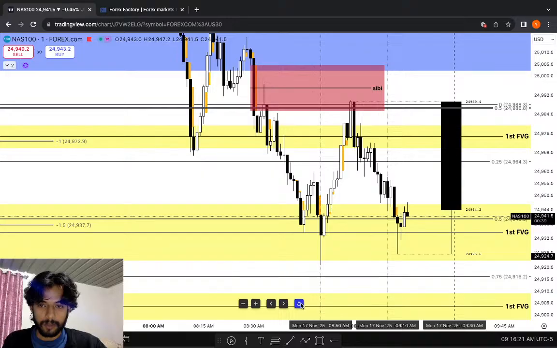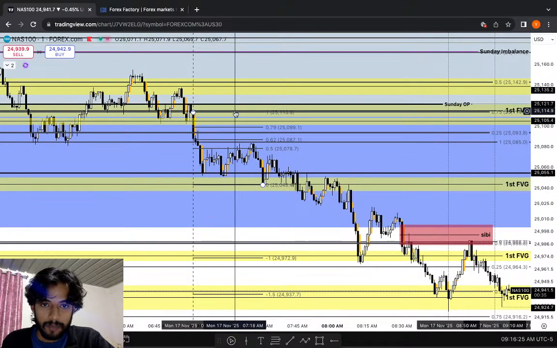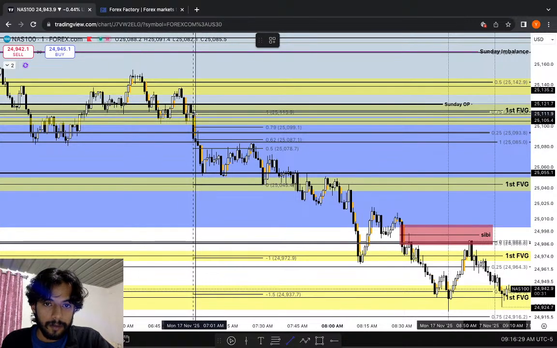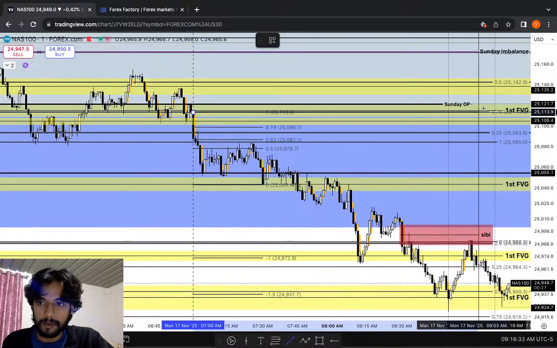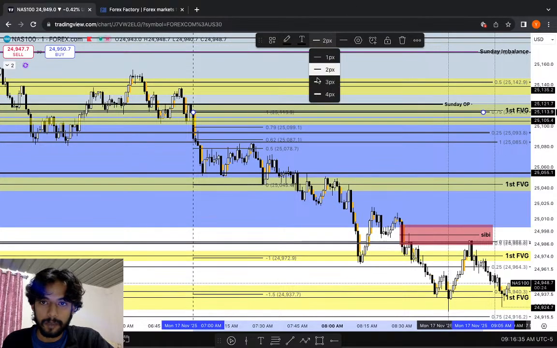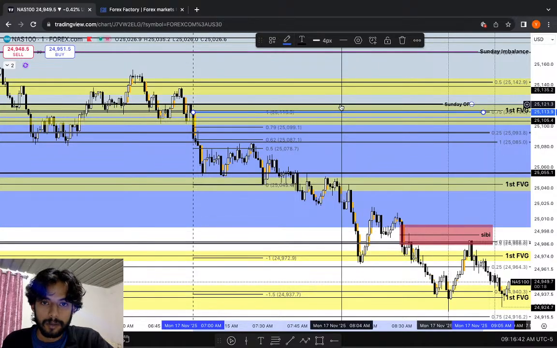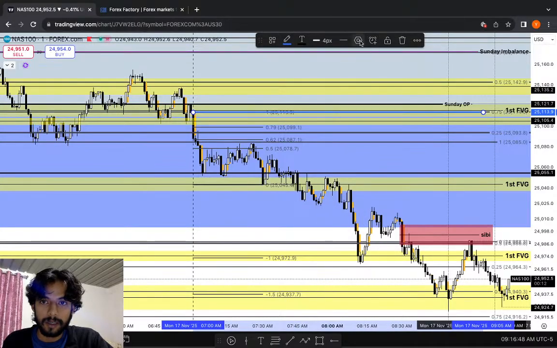Okay, let me also mark that on this high we have, right here, buy side liquidity. Let me just make it a different color so you can see that. That's a big bold line right there. That's the pre-market buy side.